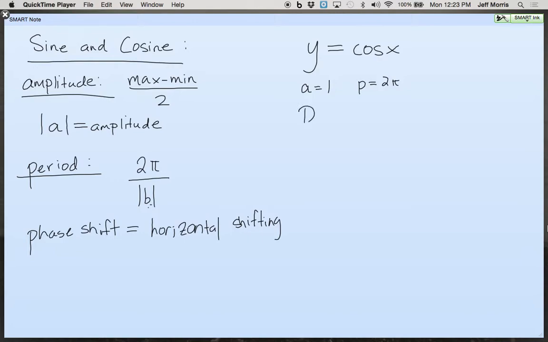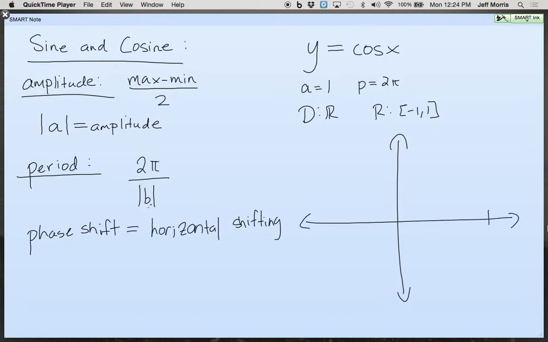Domain, you should get all real numbers. Domain for cosine and sine is all real numbers. Now, range, we should be able to get. Negative 1 to 1 should be the same, right? Unless I vertically shift it. Then I can start changing. All right, let's practice this. We can go through this fast.